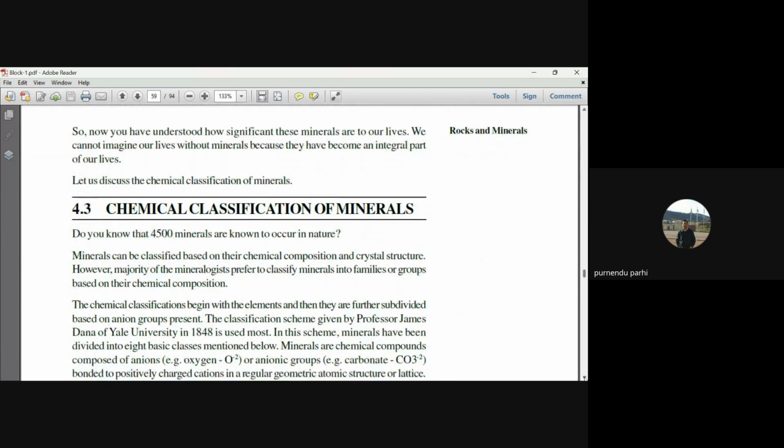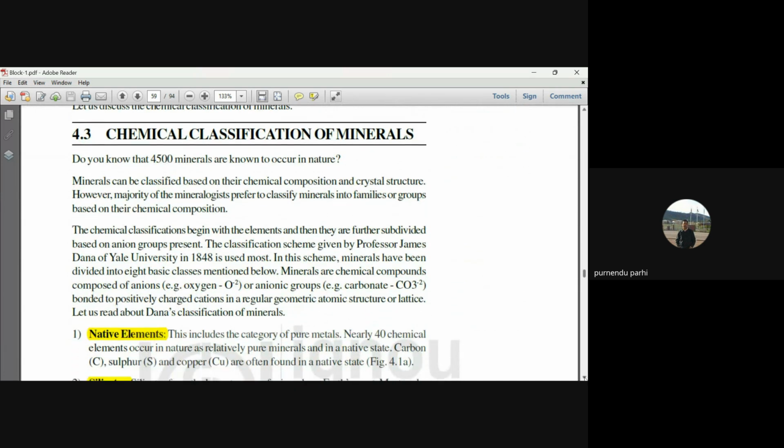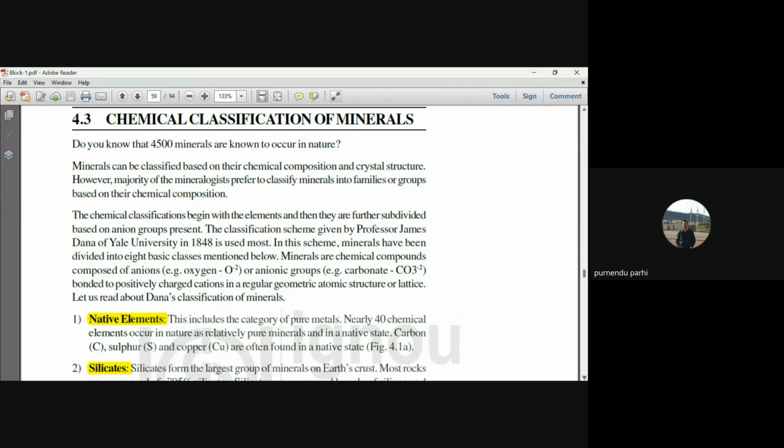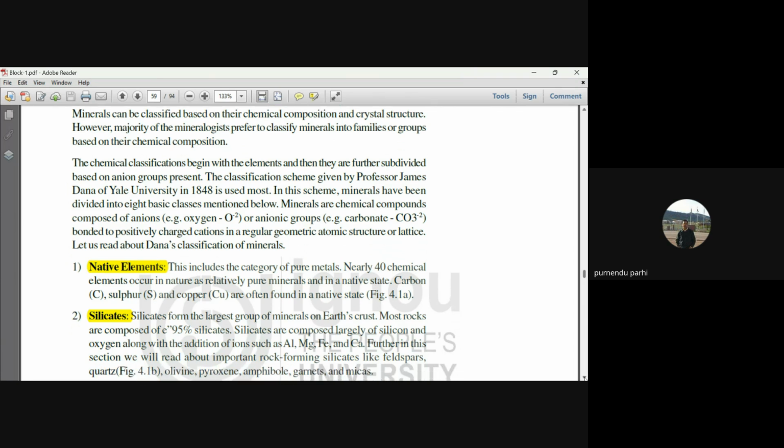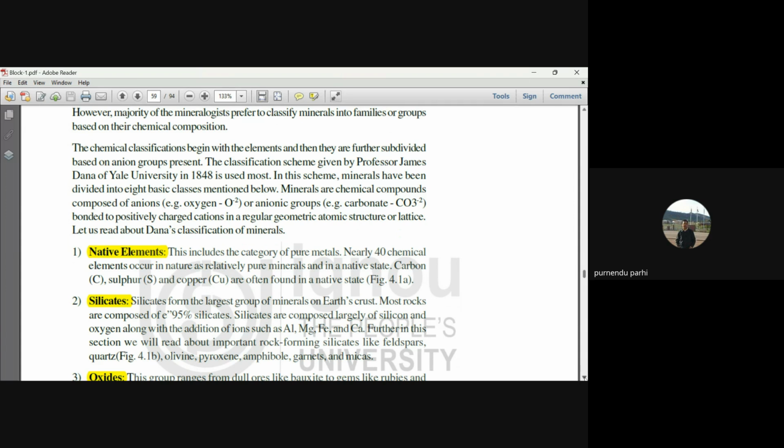Now, the chemical classification of minerals. Minerals can be classified based on their chemical composition and crystal structure. However, the majority of mineralogists prefer to classify minerals into families or groups based on their chemical composition. One is native elements. This includes the category of pure metals. Nearly 40 chemical elements occur in nature as relatively pure minerals in the native state. Carbon, sulfur and copper are often found in the native state.